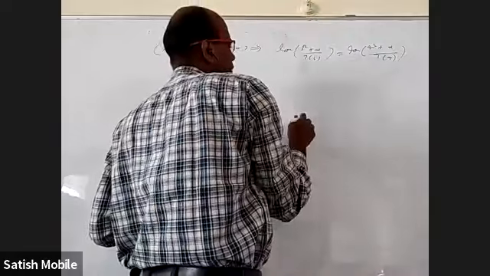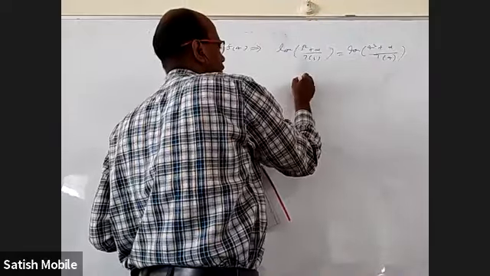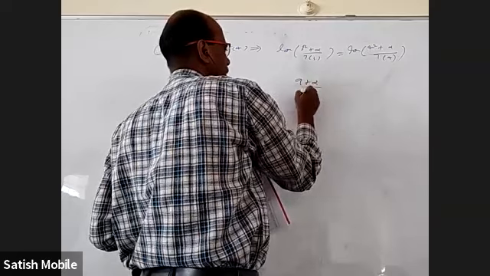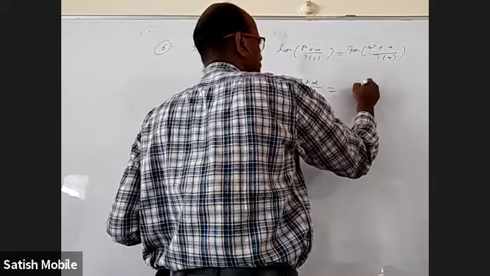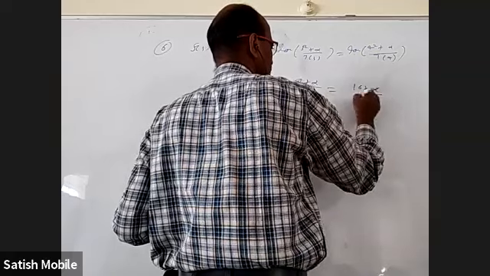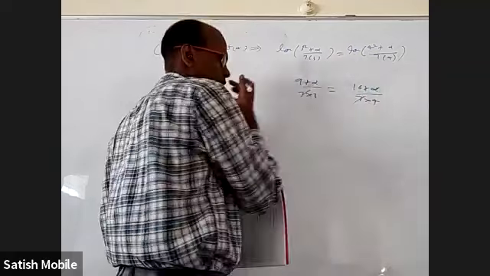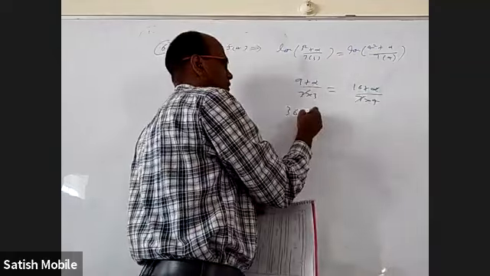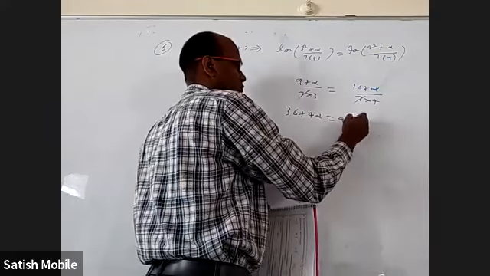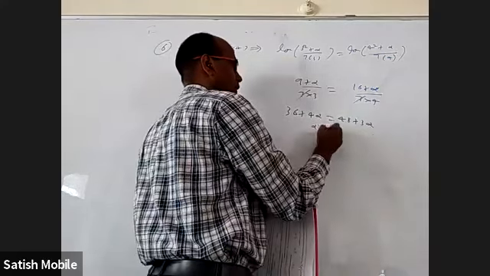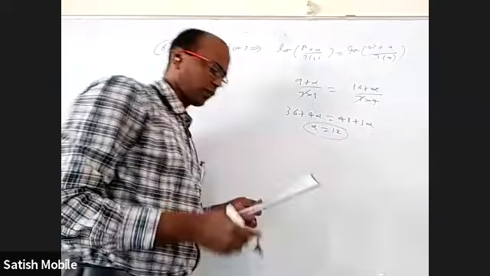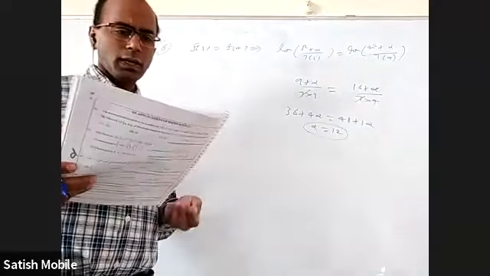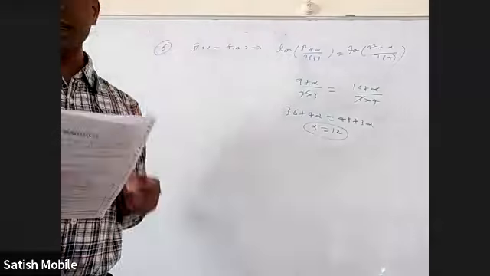Can remove the log, then we'll get 9 plus alpha by 7 into 3 equal to 16 plus alpha by 7 into 4. 7 and 7 will cancel. Do cross multiplication. 36 plus 4 alpha is equal to 48 plus 3 alpha. Alpha is equal to 12. Okay, first of all, we got alpha value. Next, we have to find what is that c for the Rolle's theorem.